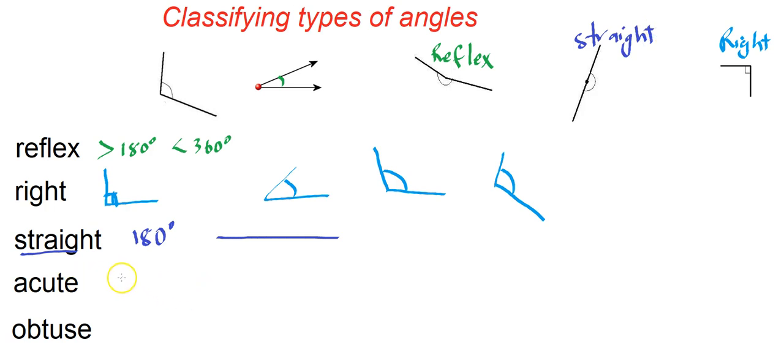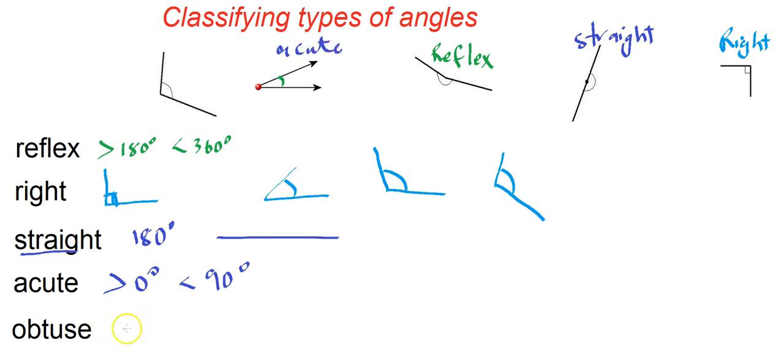Acute is going to be greater than 0 degrees and less than 90 degrees. So we're looking for something which is under 90 degrees, so it's not that one, that's over 90. That one there is under 90, so that's the acute angle.